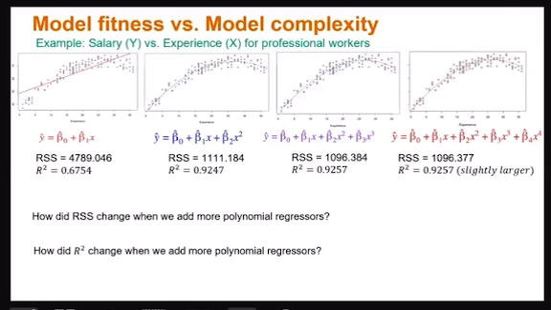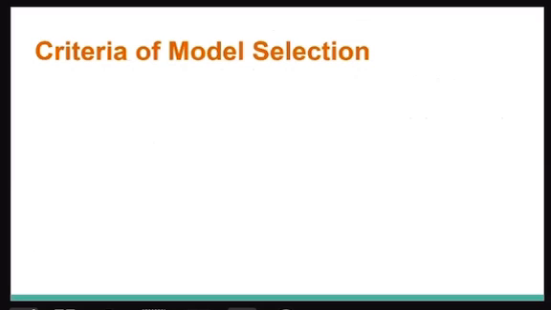Now, when you take a look at this, I ask a question: how did RSS change when we had more polynomial regressors? It's going to be decreasing. And how did R squared change when we had more polynomial regressors? It's going to be increasing, even if what you are adding does not make sense. And that is the reason why, when your model is becoming complex, we need a brand new criteria that will combine both model fitness and model complexity. You cannot trust RSS or R squared anymore. Does that make sense? And what can we trust then? We need to have a brand new criteria.